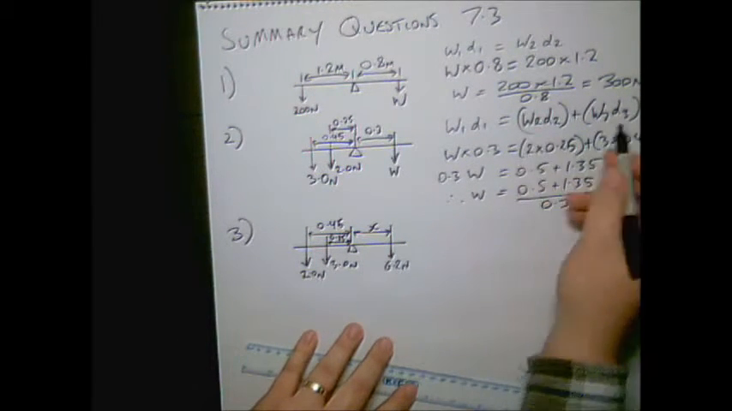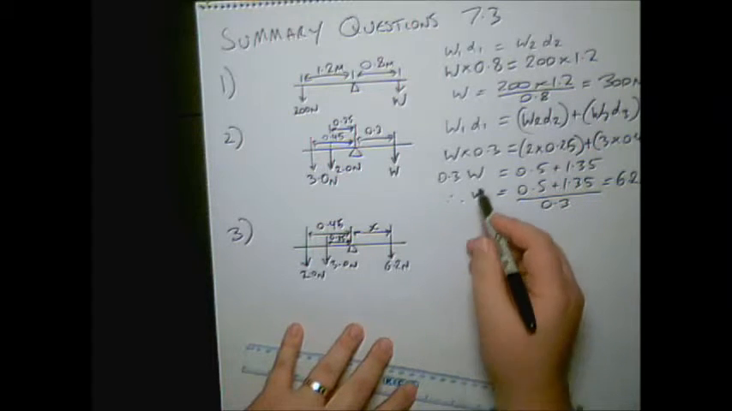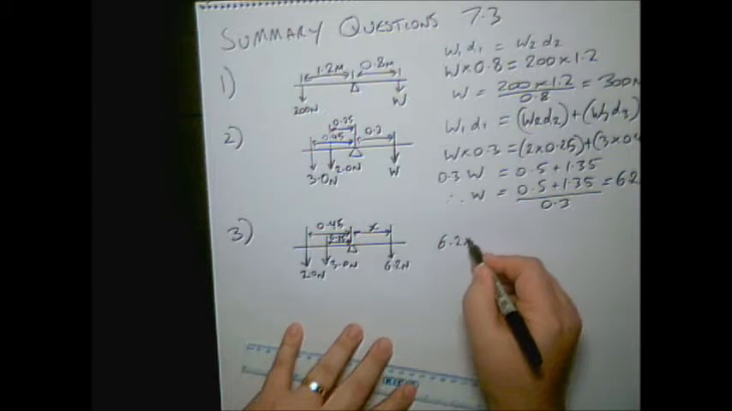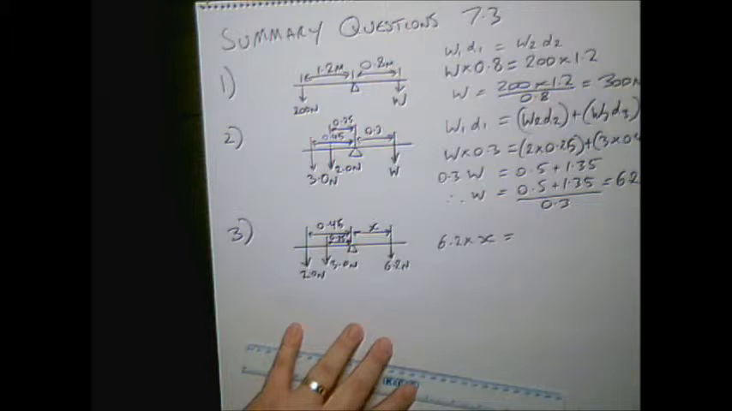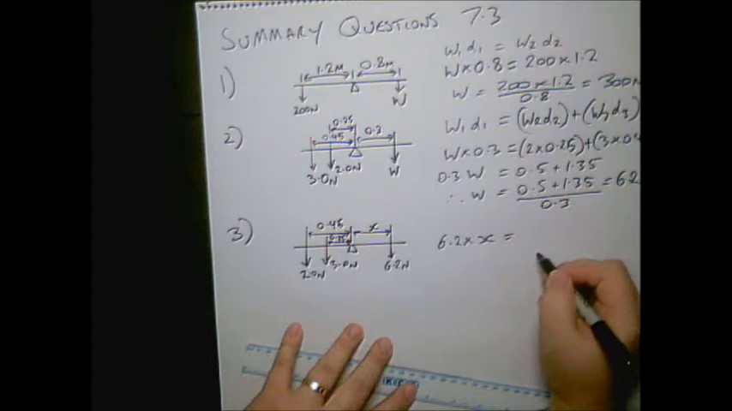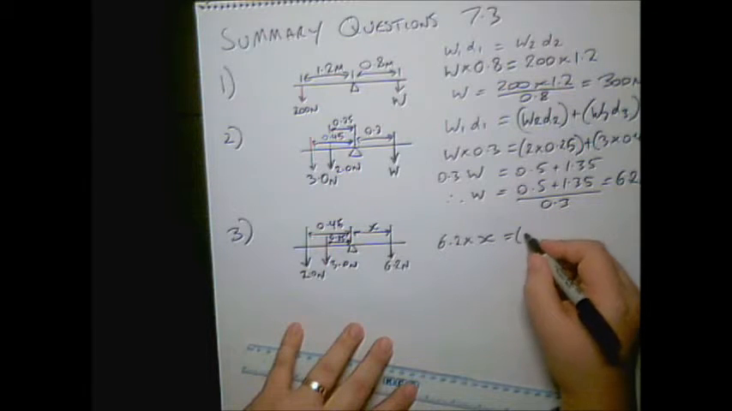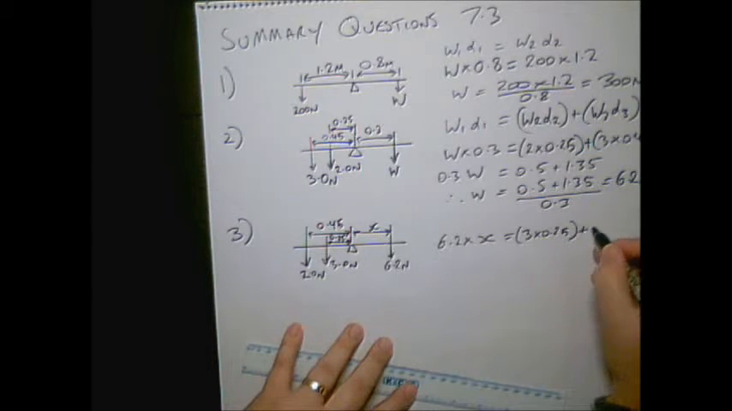So we can use exactly the same as before. Clockwise now, where instead of W times 0.3 we have 6.2 times X. So just swapped them around. We know W is 6.2. And then the other side, we're going to do it the other way around. So we're going to have 3 times 0.25 plus 2 times 0.45.